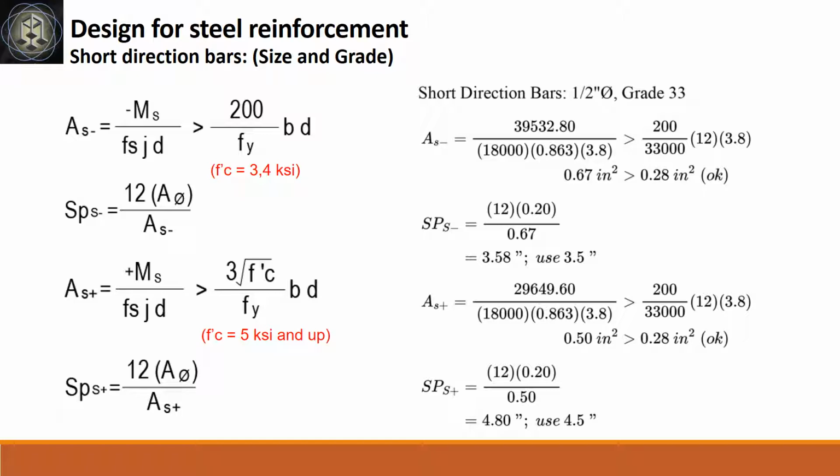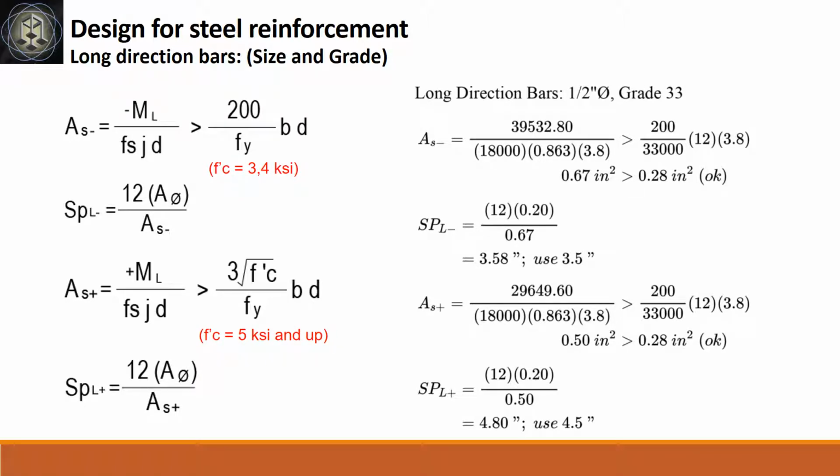The area of steel for negative moment is 0.67 square inch with a spacing of 3.5 inches, and the area of steel for positive moment is 0.5 square inch with a spacing of 4.5 inches. Since the short span is equal to the long span in our example, the area of steel and spacing in the long direction is equal to the short direction.